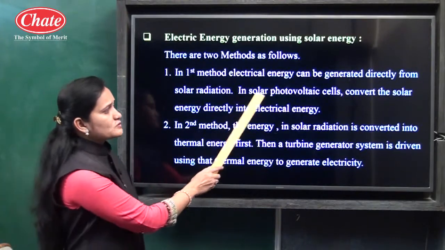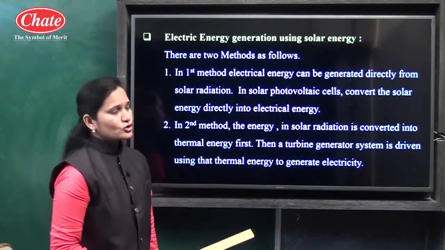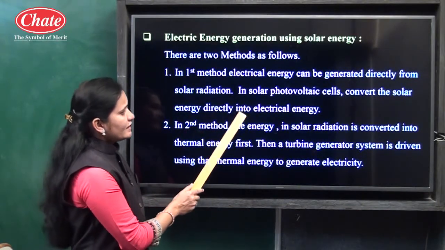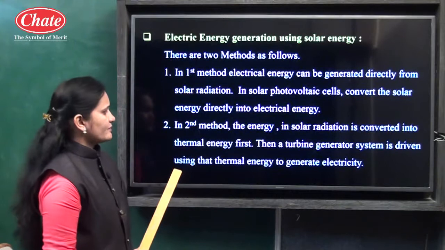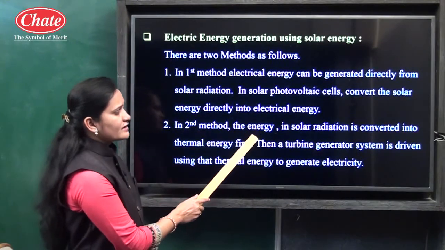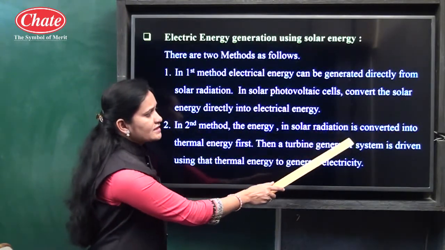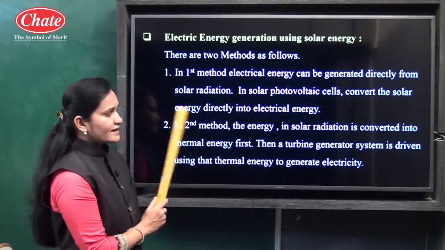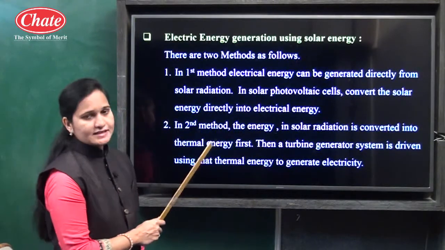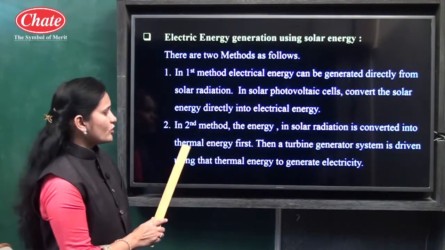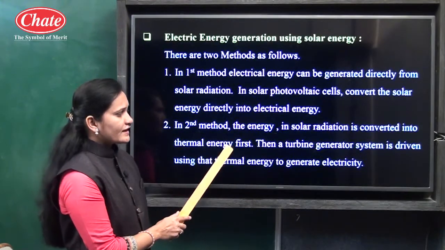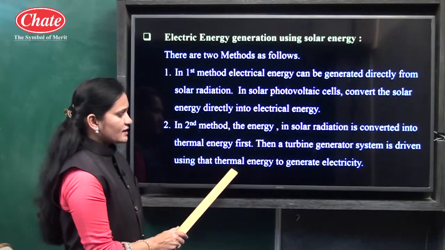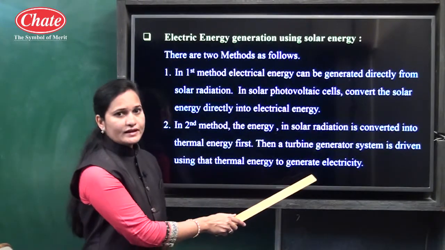Now what is the meaning of a solar photovoltaic cell? A solar photovoltaic cell converts solar energy directly into electrical energy. In the second method, the energy in solar radiation is converted into thermal energy first, and after that a turbine generator system is driven using that thermal energy to generate electricity.